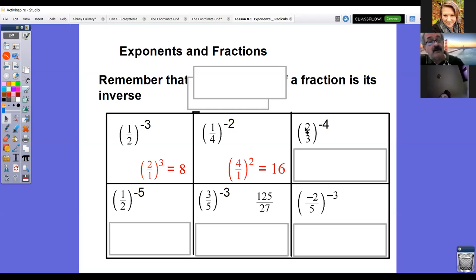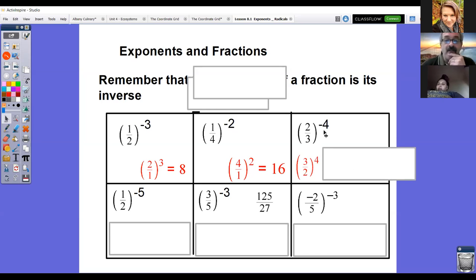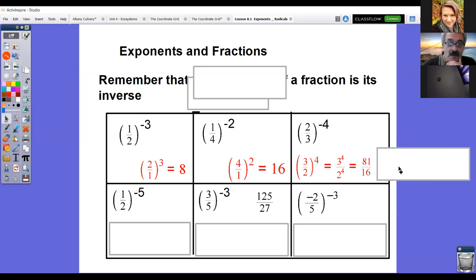All right, here it gets a little trickier because we've got 2/3 to the -4. We're definitely going to just flip it to get rid of this negative. So now we have 3/2 to the 4th power. Remember, again, this 4 applies to everything inside here. So that's going to be the same thing as 3 to the 4th divided by 2 to the 4th. So that would be 81/16. Okay, this applies to everything inside. Get rid of the negative, just flip it. That make sense? Okay. Yeah.